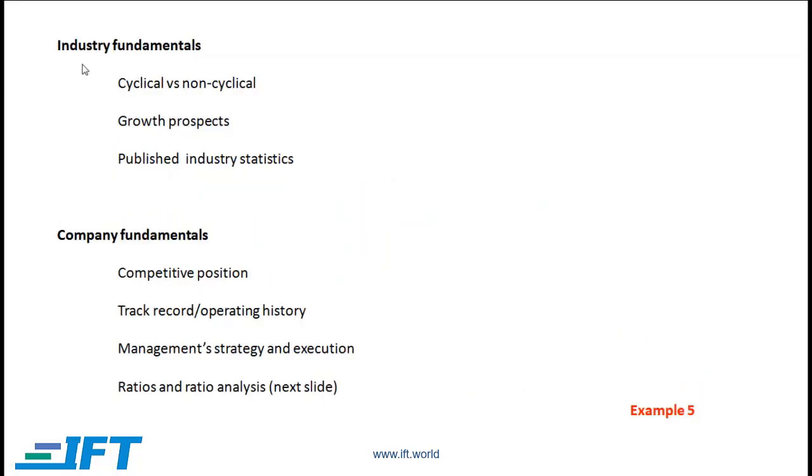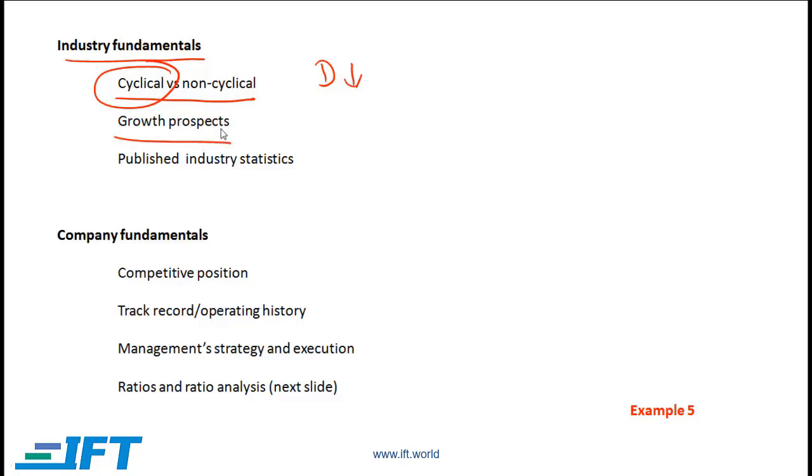After looking at industry structure, the next step is to look at industry fundamentals. Here we should look at whether the industry is cyclic or non-cyclic. Obviously, with cyclic industries, we need to be concerned about the level of debt. If a company is in a cyclic industry, the level of debt should be relatively low so that interest payments are not too high when the economy is in a recession.